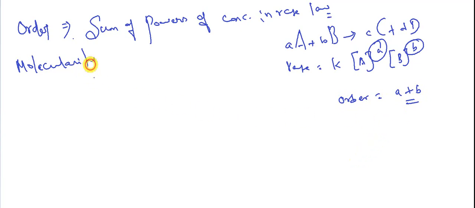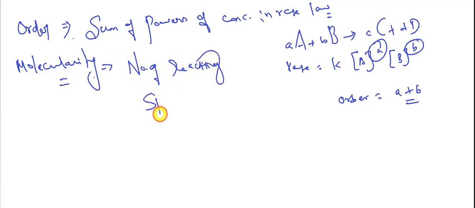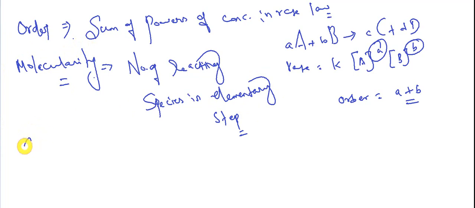Got it? And what is molecularity of a reaction? The molecularity is the number of reacting species in an elementary step. This is the molecularity of the reaction, and this is also most important. Then the next important topic is collision theory. And then the Arrhenius equation.